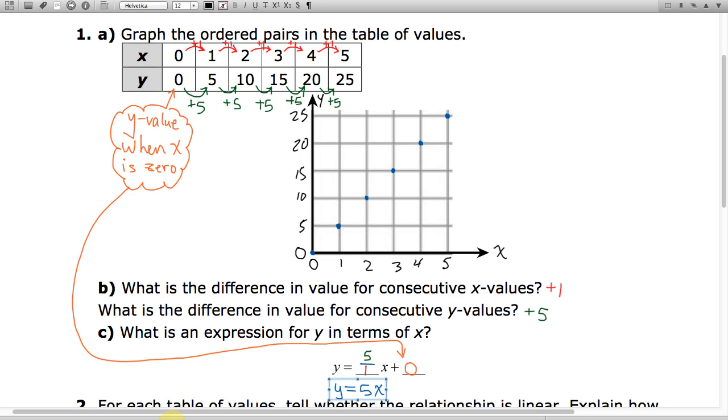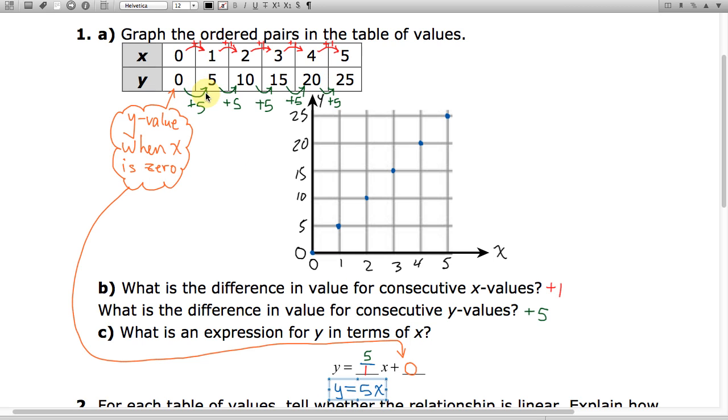And so now this is the equation that relates x and y to each other. So you notice that 0 is 5 times 0, 5 is 5 times 1, 10 is 5 times 2, 15 is 5 times 3, and so on. 20 is 5 times 4, 25 is 5 times 5. So this is a way for you to come up with an equation from the table of values.